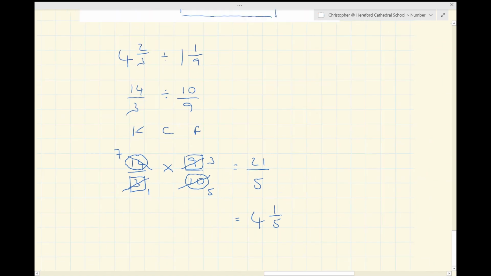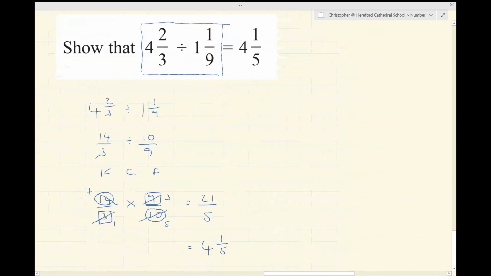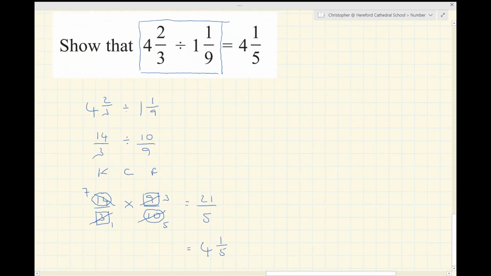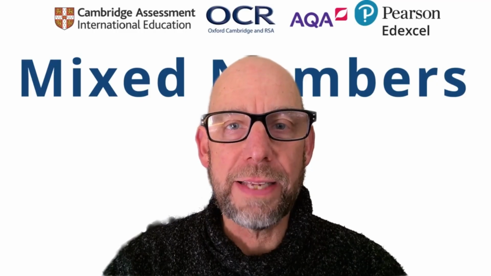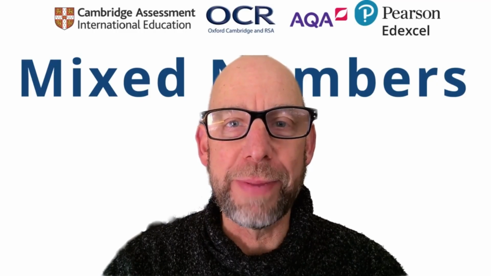All right, let's look back at the question. The question says, show that the calculation on the left equals 4 1/5. And look at that. I have done. And that is how to divide mixed numbers. Okay, so that is how to multiply and divide mixed numbers.